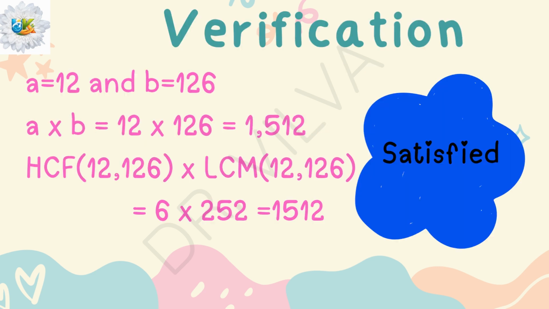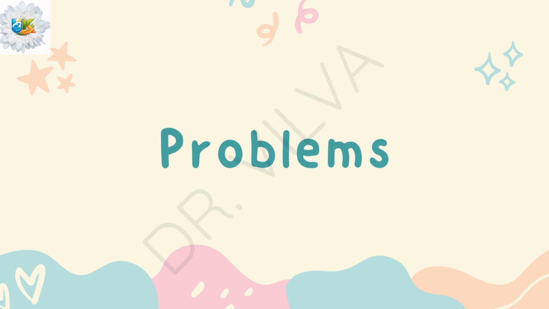To cross-verify the property, we will go back to the previous example. Here, A is 12 and B is 126. A times B is 1512. Also, product of LCM and HCF of these two numbers gives 1512. We will see some problems based on this property.